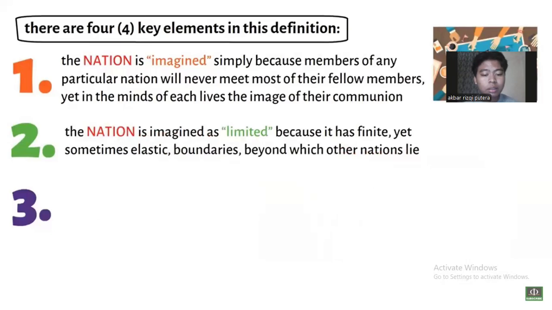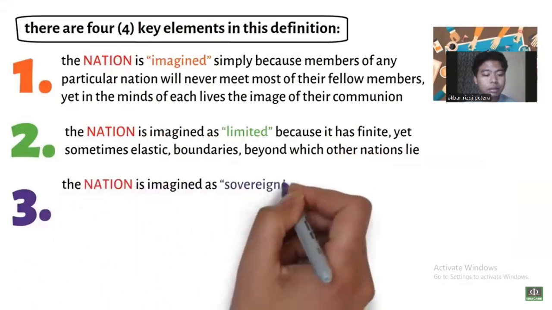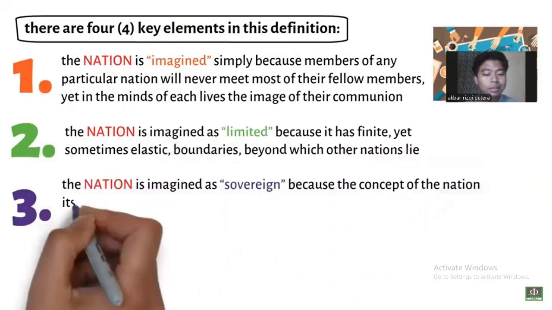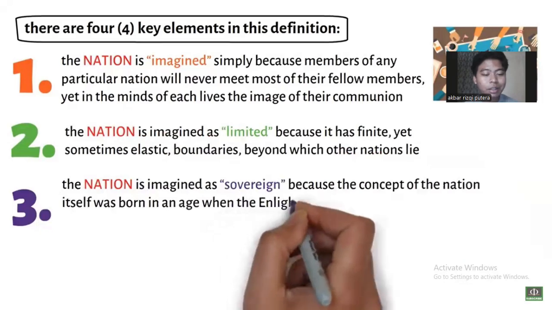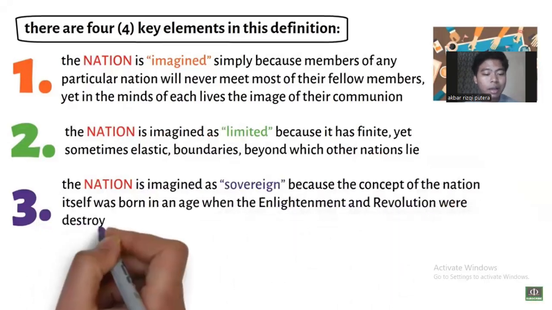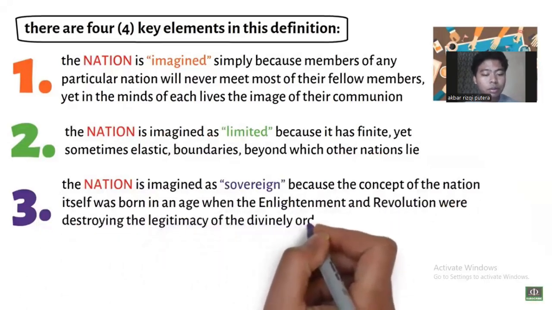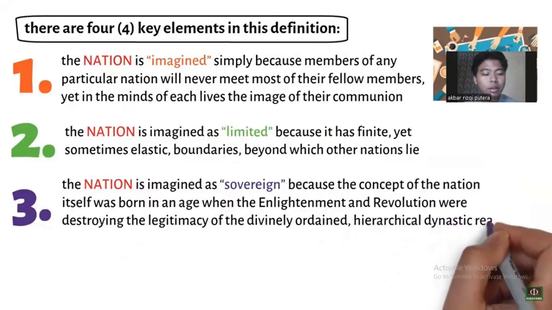Third, the nation is imagined as sovereign because the concept of the nation itself was born in an age when the Enlightenment and Revolution were destroying the legitimacy of the divinely ordained, hierarchical dynastic realm.